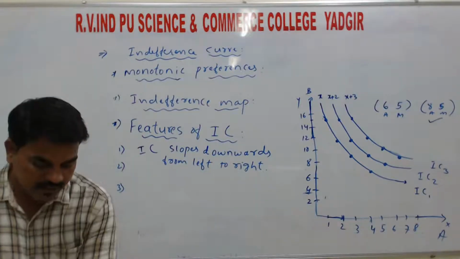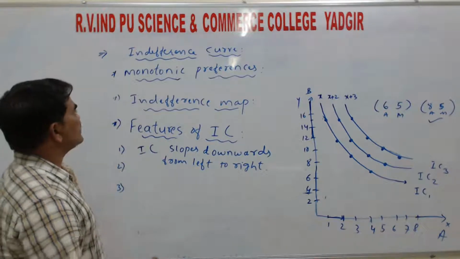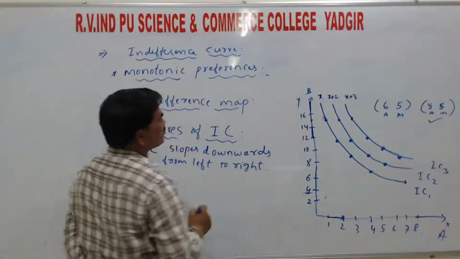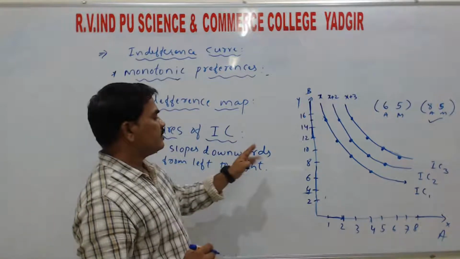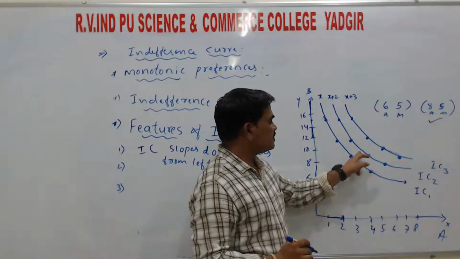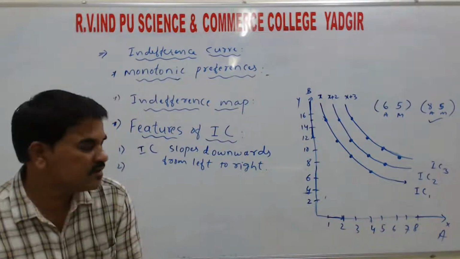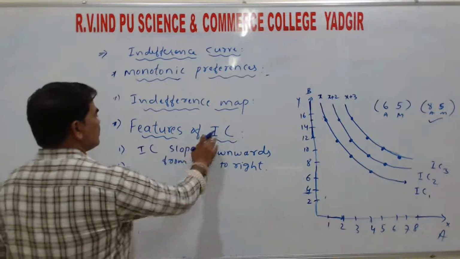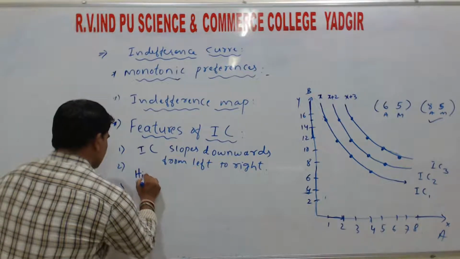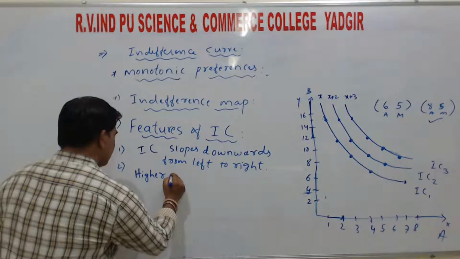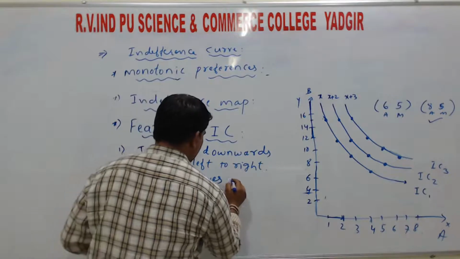And what is the second feature? The second feature is all about this. As he is monotonic, if the indifference curve is higher, then his satisfaction level also increases. That is the second feature of indifference curve. So we will write that here. Higher indifference curve gives greater level of utility.